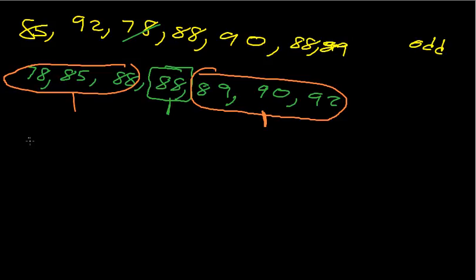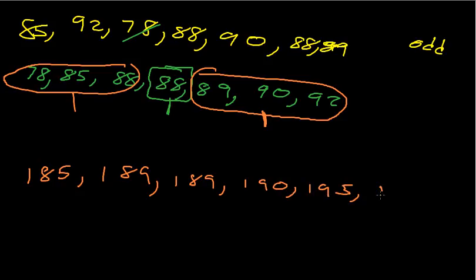On your test, did you have an even or an odd amount of values? An even amount. So what were those values? Put them in order for me. 185, 189, 190, 185, 188. Okay. And now I've got an even amount here.